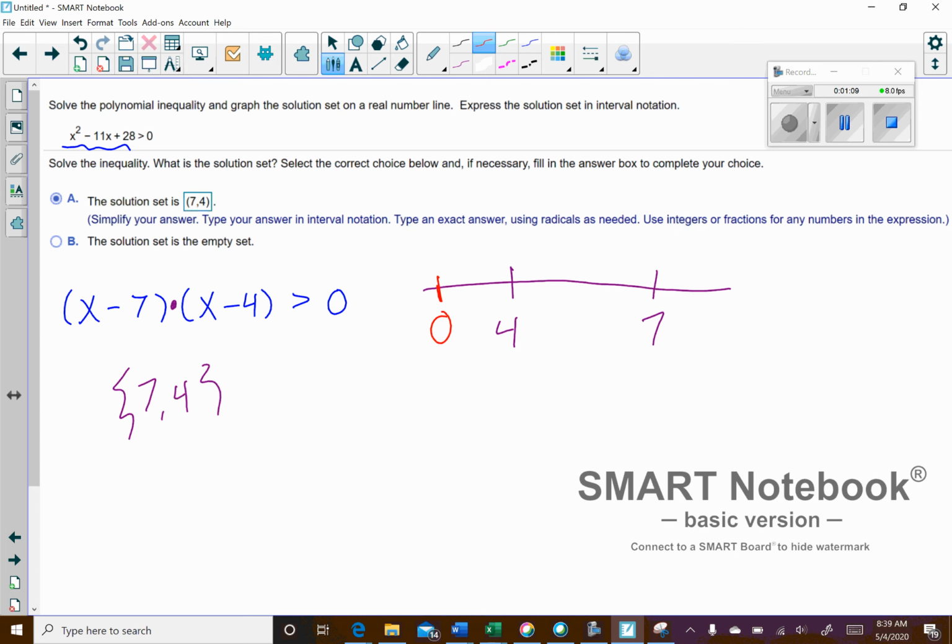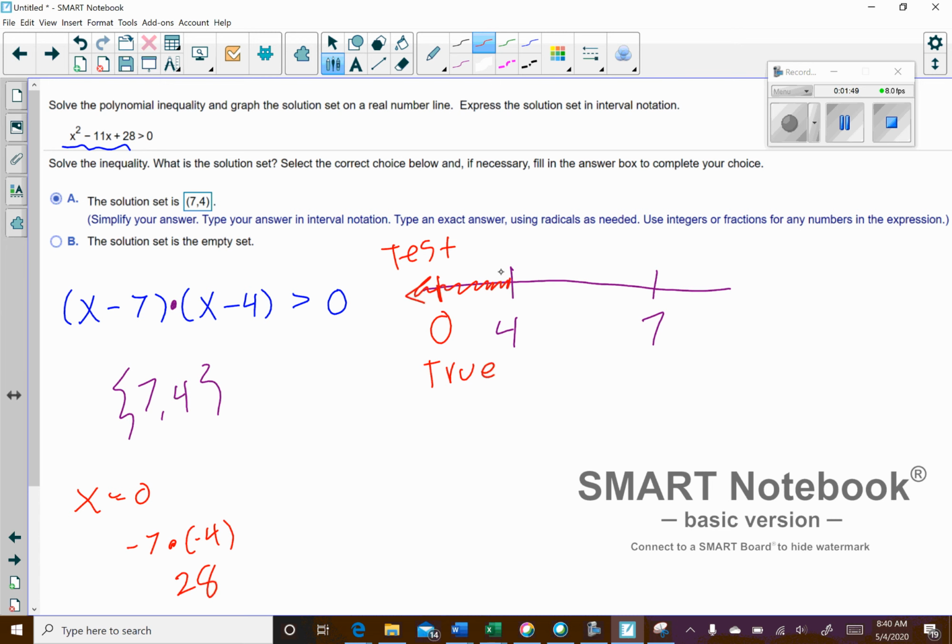So if we plug in 0, if x were to equal 0, you would get -7 times -4, which would be +28, which is greater than 0, right? 28 is greater than 0, so that comes back true. And so all these points will work to the left of 4. So 3, 2, 1, 0, negative, whatever you want, -10, -20, all those numbers will work. So that's part of my solution.